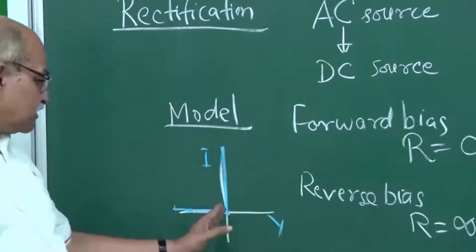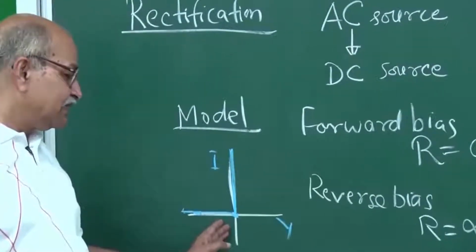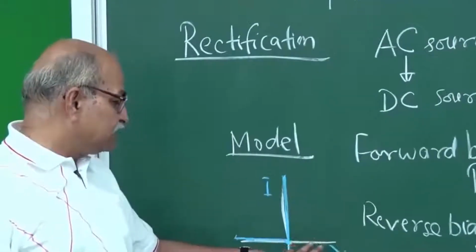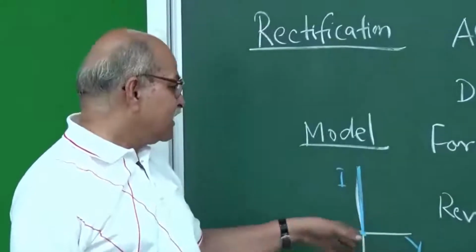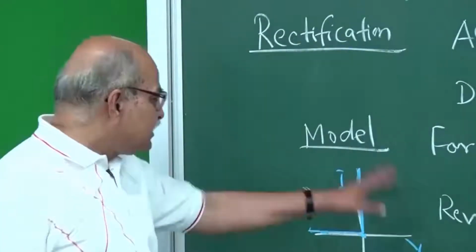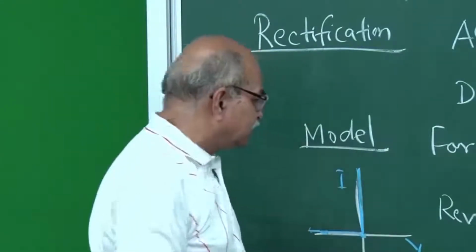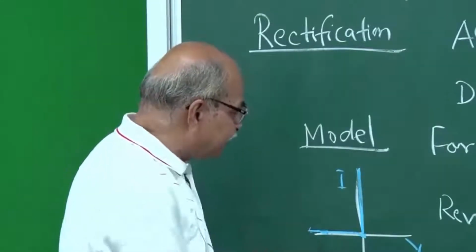So for the reverse bias, there is no current, the resistance offered is infinity, it's like an open circuit. Whereas once it is forward biased, the diode doesn't offer any resistance, and the current goes very high. Now, why this peculiar, drastic approximation? Is it anywhere close to the reality?